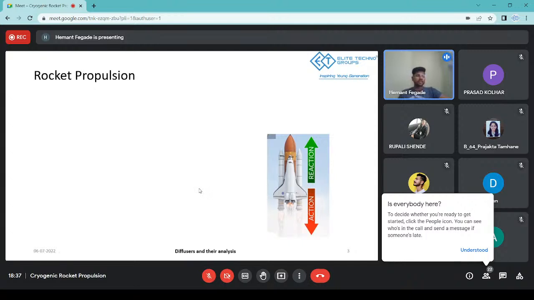The biggest or the basic challenge in rocket propulsion: can you tell me what is the biggest problem with rocket propulsion? Can anybody tell me? According to you, it can be anything, your opinion. Why do we need special kinds of engines? Why can't we use just our IC engines?